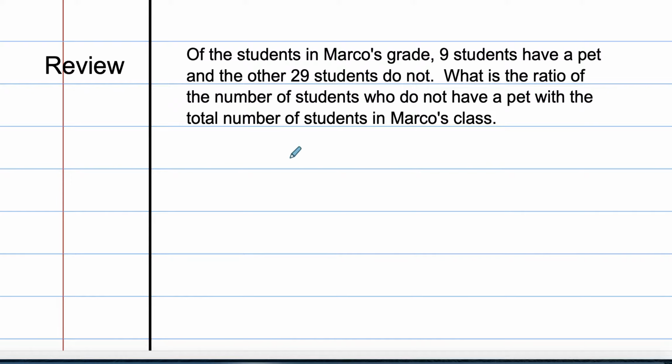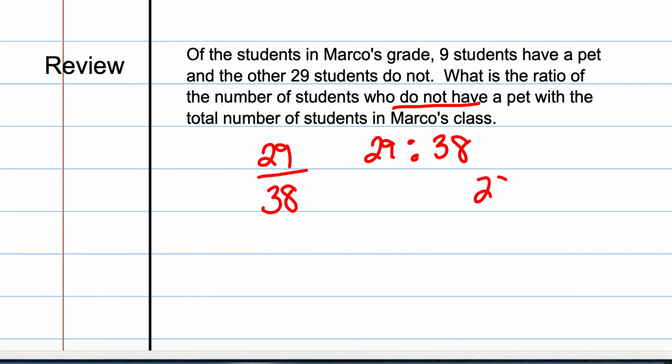All right, so we have do not have a pet. Well, that would be 29. And 9 students have a pet, so I add those together and I would get then there's 38 students. One way to write a ratio is as a fraction, the other way is with a colon, and the last way is with the word to. So make sure you know that you can write your ratio 3 different ways.